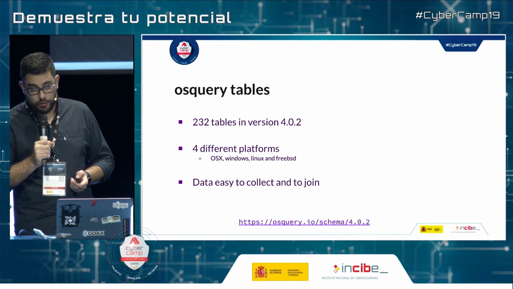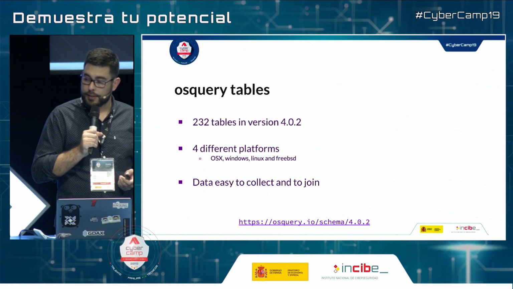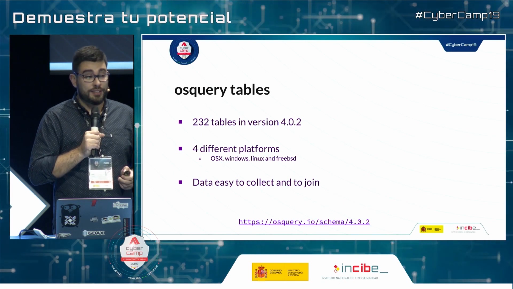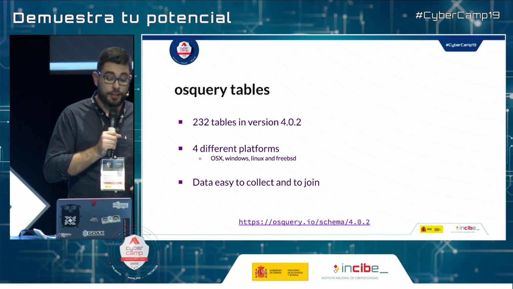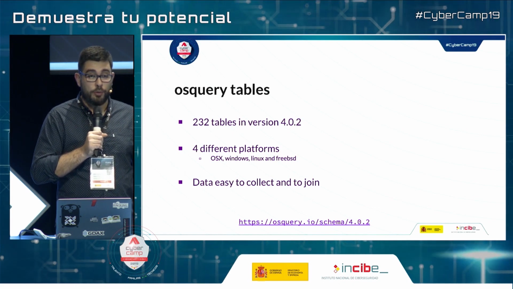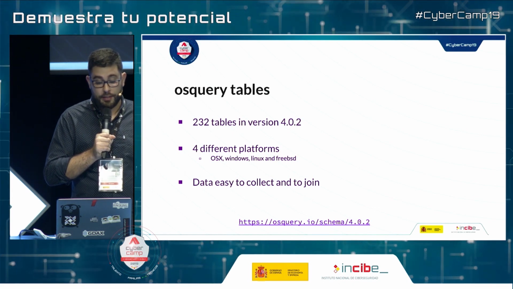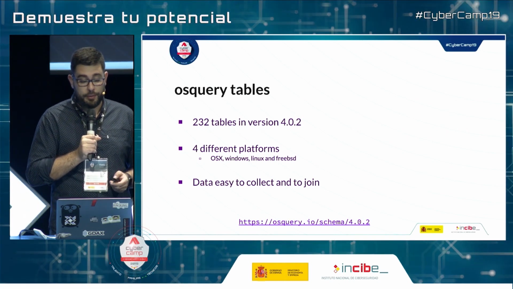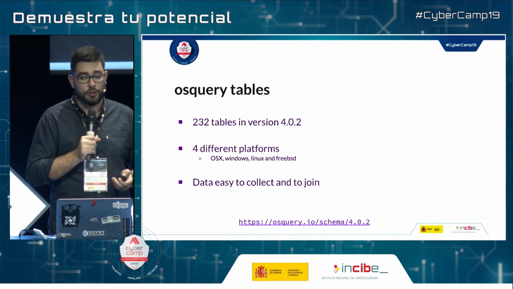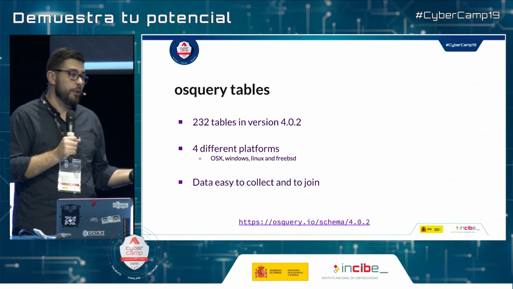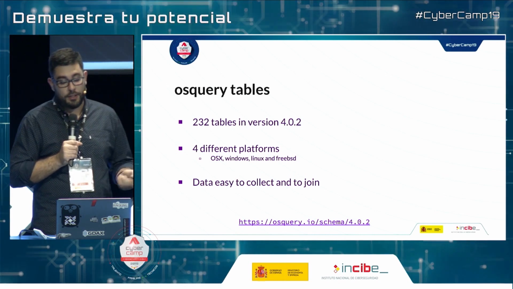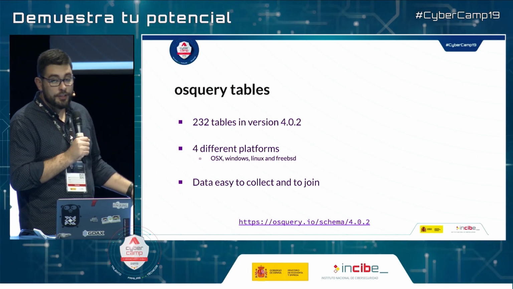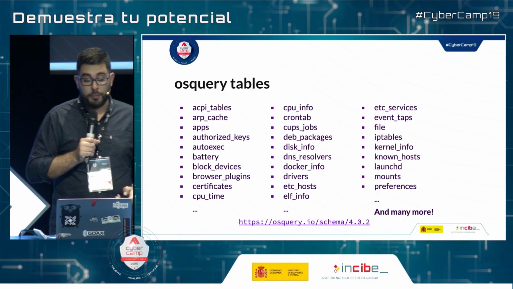The latest version of OSQuery is 4.0.3, but it's not stable. The most recent stable one is 4.0.2. There are 4 different platforms that can be used: OS X, Windows, Linux, and FreeBSD. The information can be easily collected, and it's easy to do joins and so on. The format of the tables is in the schema, so you can take a look at them.